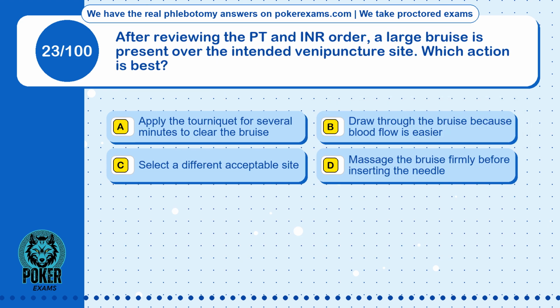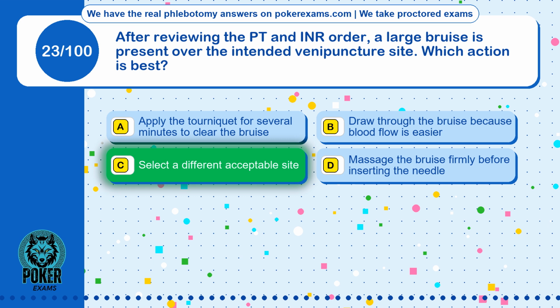Question 23. After reviewing the patient and INR order, a large bruise is present over the intended venipuncture site. Which action is best? Option A. Apply the tourniquet for several minutes to clear the bruise. Option B. Draw through the bruise because blood flow is easier. Option C. Select a different acceptable site. Option D. Massage the bruise firmly before inserting the needle.